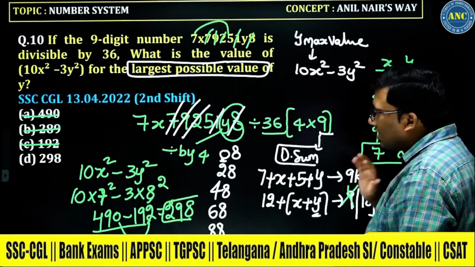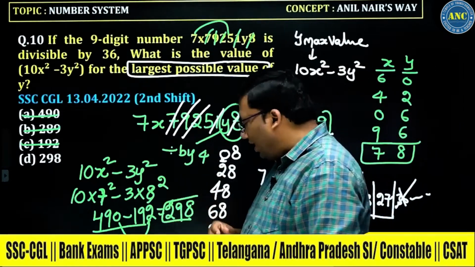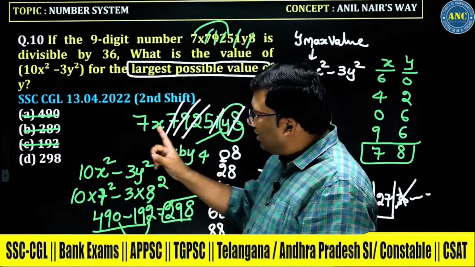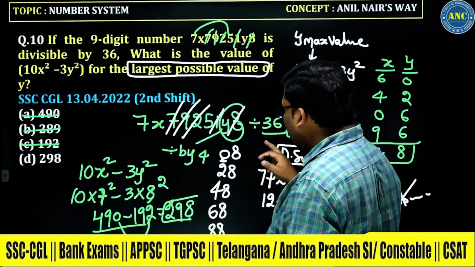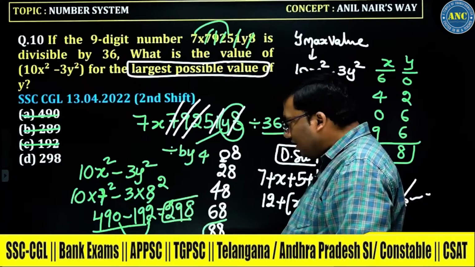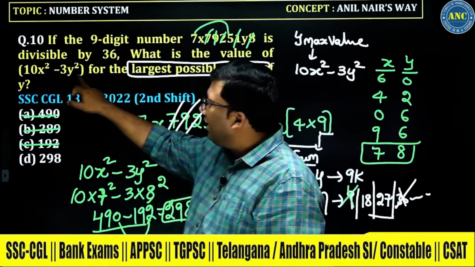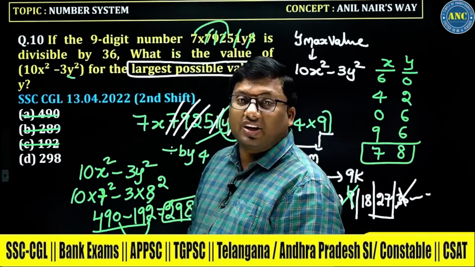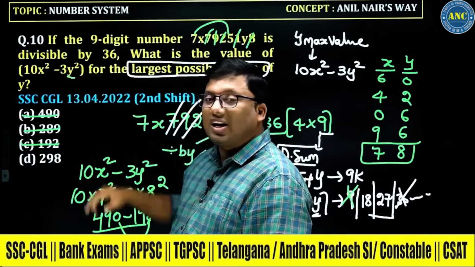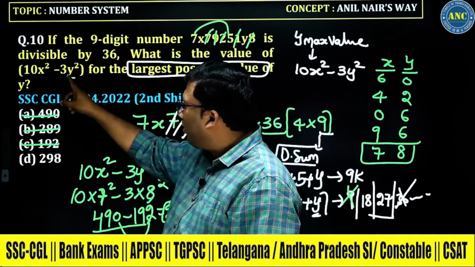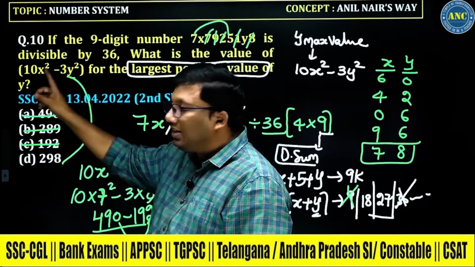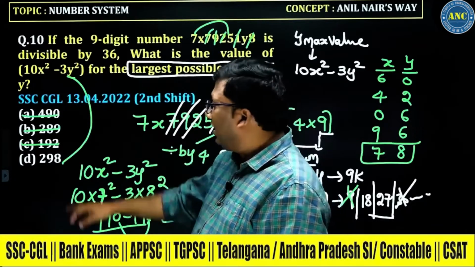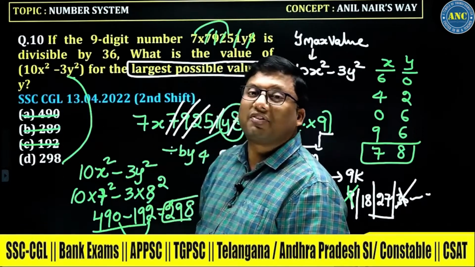We are getting the maximum value. Just an idea, sir. Suppose I take 10x square minus y. How much did we take? Suppose the largest y, 8, if I take. 8 square is 64. 64 3s are 192. 192 plus 298, 490. 490 divided by 10 is 49. X square, it is a perfect square.